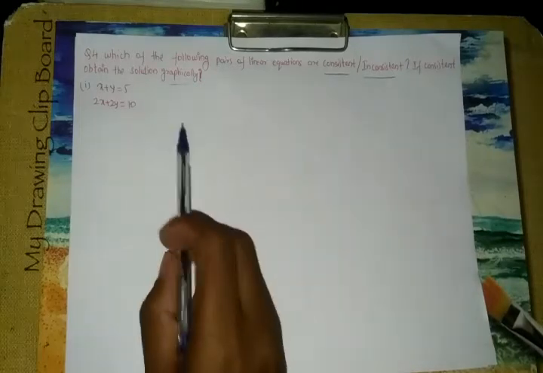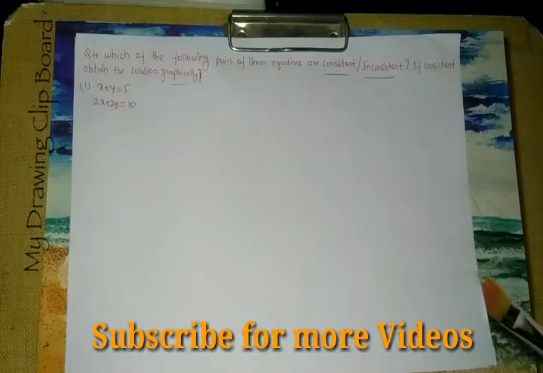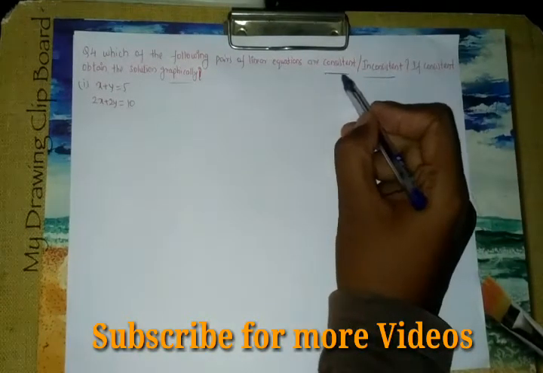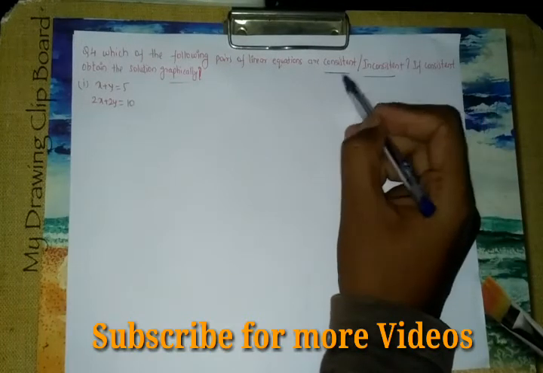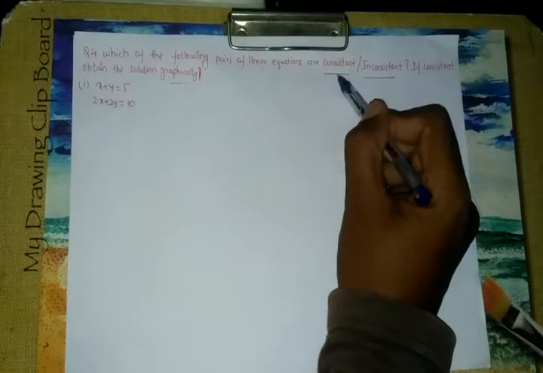Let us solve question number 4 from exercise 3.2 of NCERT textbook. Which of the following pairs of linear equations are consistent or inconsistent? If consistent, obtain the solution graphically. So here we have to find whether the given equation is consistent or inconsistent. So how are we going to identify whether the given equations are consistent?